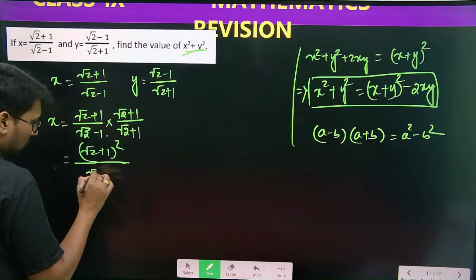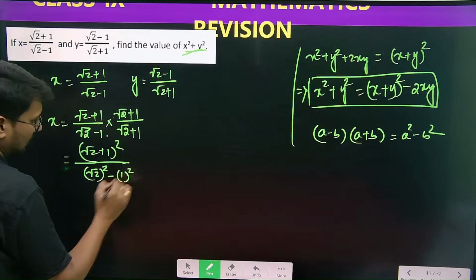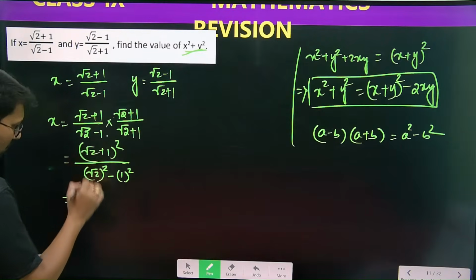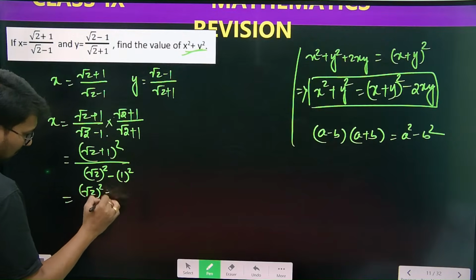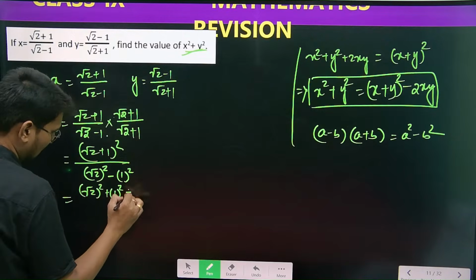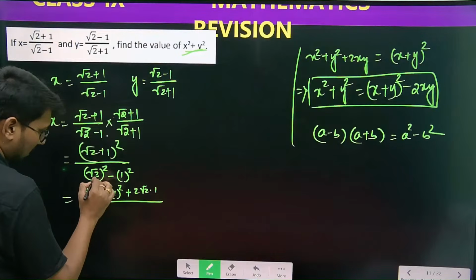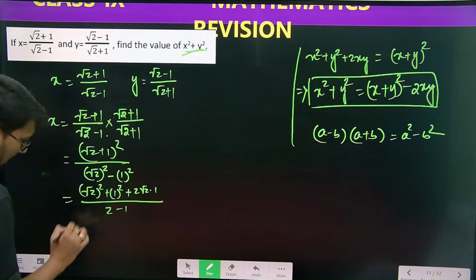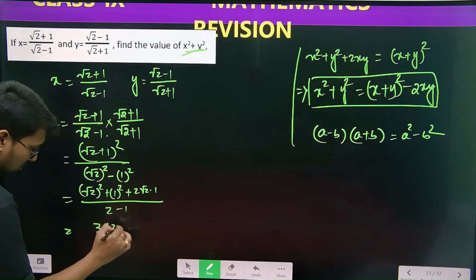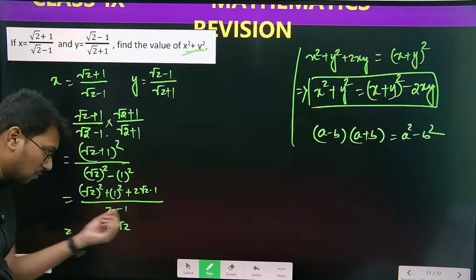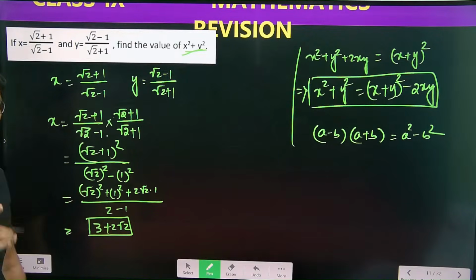Now children, it will become root 2, which is our a, root 2 square minus 1 square. Done. Similarly, what is the square of root 2 plus 1? Root 2 square plus 1 square plus 2 into root 2 into 1, divided by root 2 square, which is 2, minus 1. Hence root 2 square is 2, plus 1 is 3, plus 2 root 2, divided by 2 minus 1, which is 1. So this is the value of x.